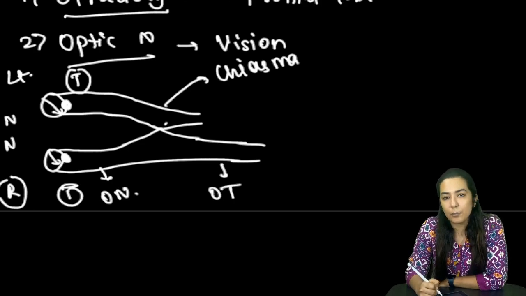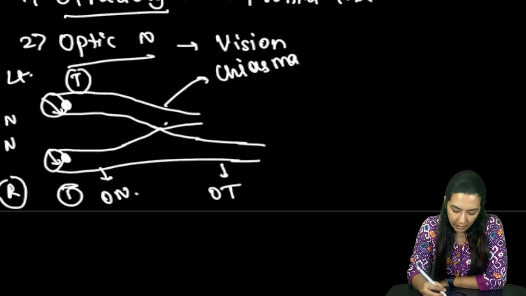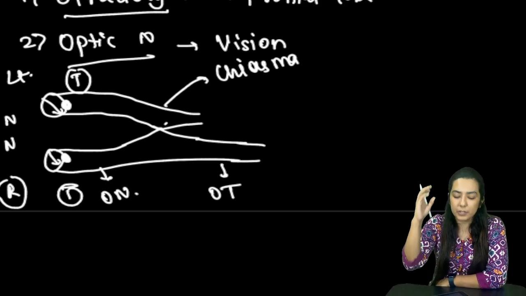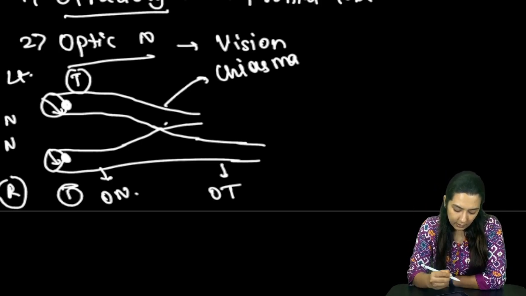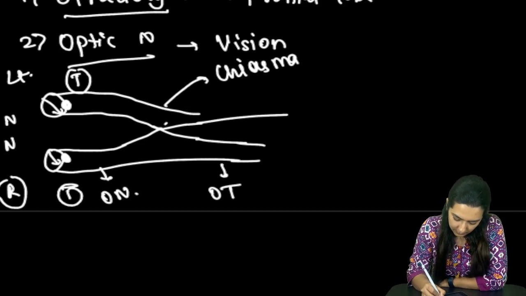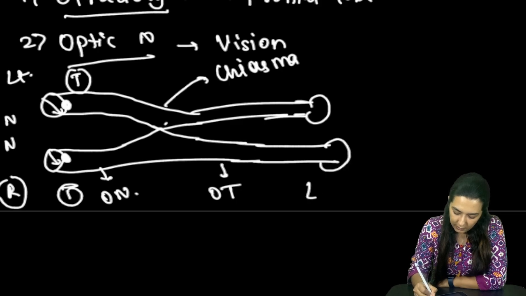So basically the right optic tract is formed by the right temporal fibers and the left nasal fibers. Okay, so basically the right optic tract is carrying the vision from the right nasal field and the left temporal field. Okay, so it is opposite. Okay, so this is the optic tract. The optic tract will go into the lateral geniculate body.